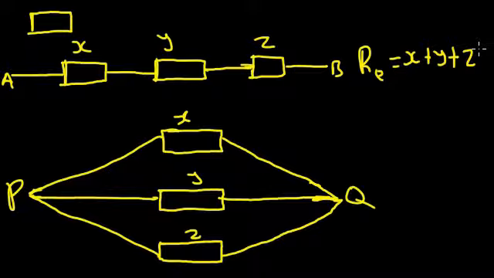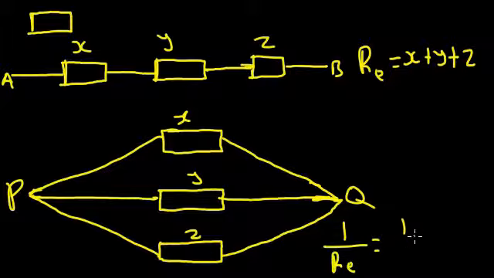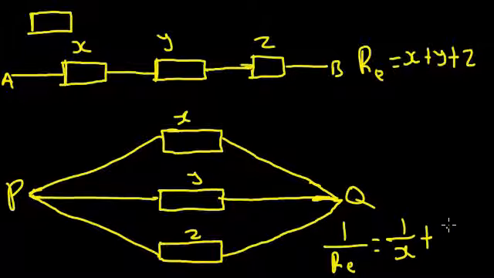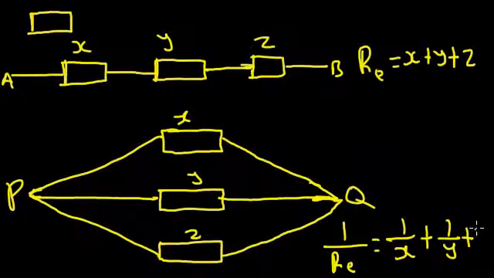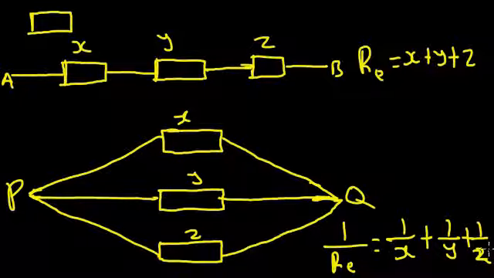Now, for resistors that are arranged in parallel, the reciprocal of the equivalent resistance is equal to the sum of the reciprocals of the individual resistances. So that's the difference between them. For parallel arrangement, it involves reciprocals, while for series arrangement, it's just the straightforward sum. So that's it. Let's go over some examples.